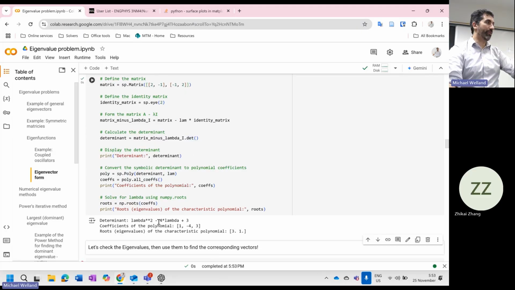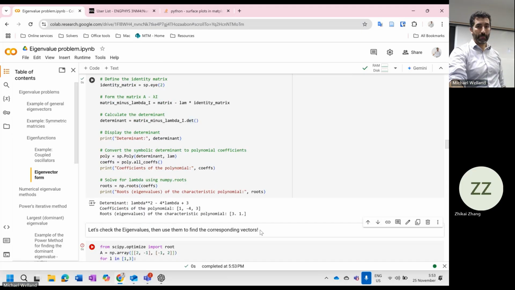And we get a quadratic. No surprise. A quadratic has 2 solutions. We can use polyval, or what is it? Polyroots, in order to find all of the solutions at once. And we get our two solutions, 3 and 1. Great.